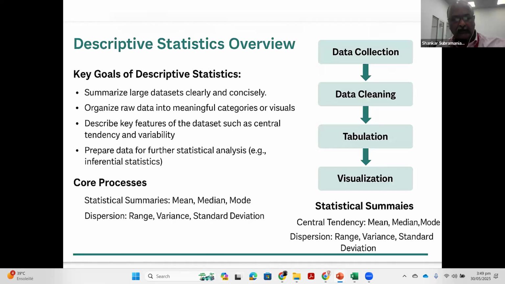Okay, so going into further details of that. That's the graph we are looking at. The key goals of descriptive statistics are to summarize large data sets clearly and concisely, and organize raw data into meaningful categories or visuals. Describe key features of a data set, such as central tendency and variability. Prepare data for further statistical analysis, for example inferential statistics. Then core processes: statistical summary, mean, median, mode, dispersion, the range, variance, and the standard deviation.